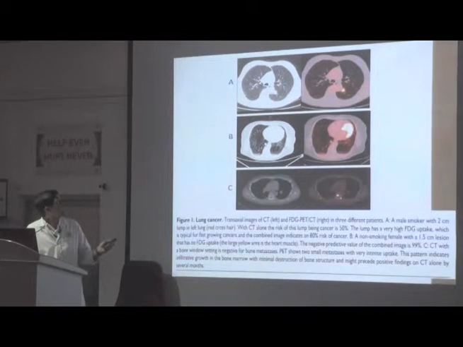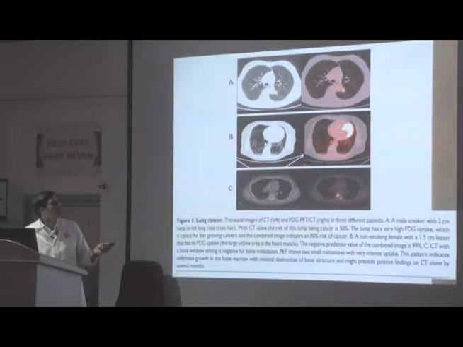A is the CT image, which is showing the lump in this side of the lung, and it is showing the FDG uptake. And B is showing the lesion in the lung, but FDG uptake is not seen by using the FDG PET-CT. While CT is showing negative, here we are showing the bone metastasis present here.